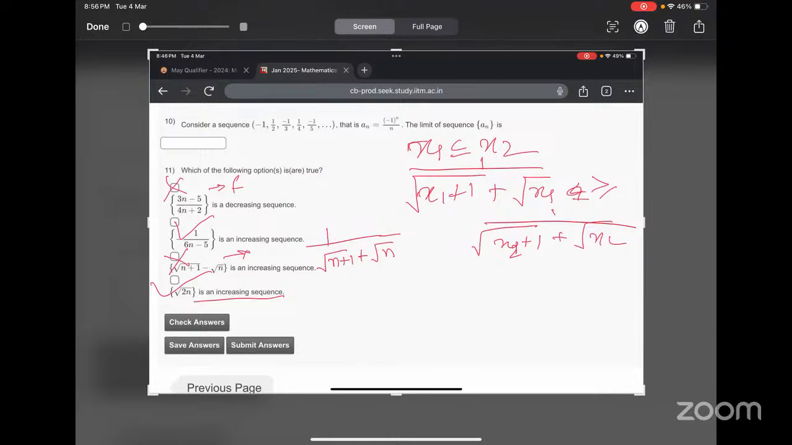Yeah. Very good. So this is one procedure, and the second thing is you can find the derivative and check whether it is greater than 0 or less than 0, right? So these two procedures we can follow to check whether a function is increasing or decreasing. Any doubt? No, madam. Okay.